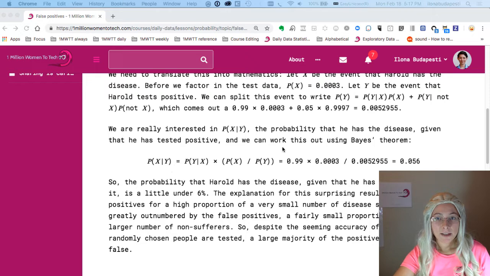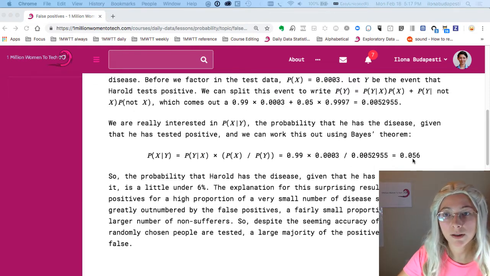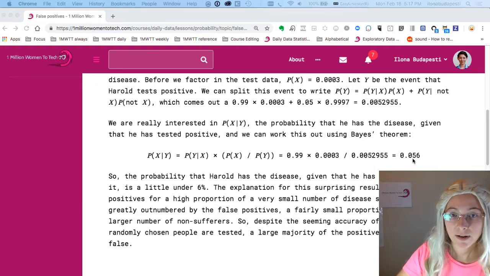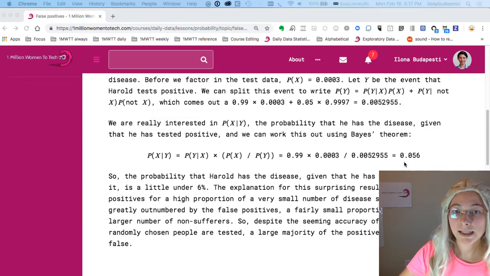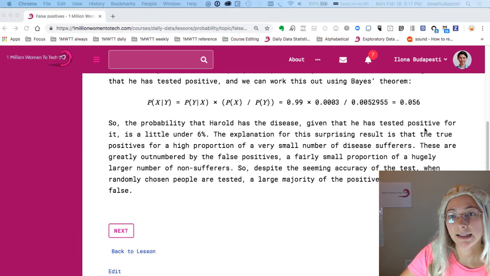So if we express this using Bayes' theorem, we have P of X given Y is P of Y given X times P of X over P of Y. And now we can use what we calculated. So 0.99 times 0.03% times this probability is 0.056. So the probability that the person has the disease, given that they tested positive for it, is a little under 6%.